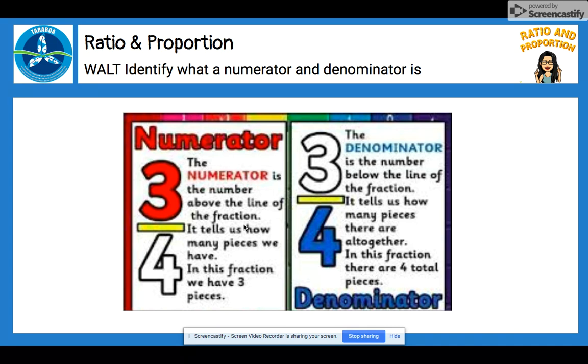So the numerator is the number which is above the line of the fraction, and it tells us how many pieces we have. And in this fraction, we have 3 pieces, again using the number 3. And the denominator is the number below the line of the fraction, and it tells us how many pieces there are altogether. In this fraction, there are 4 total pieces.